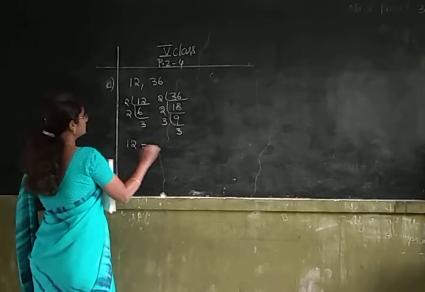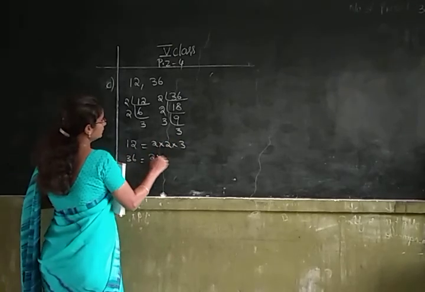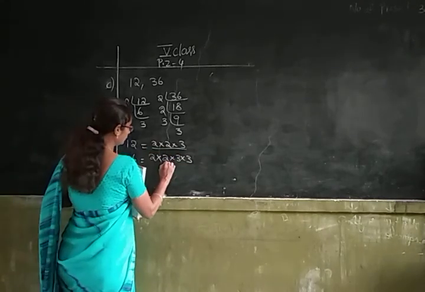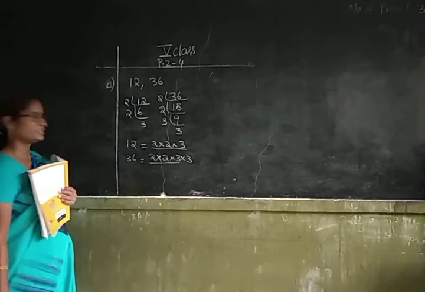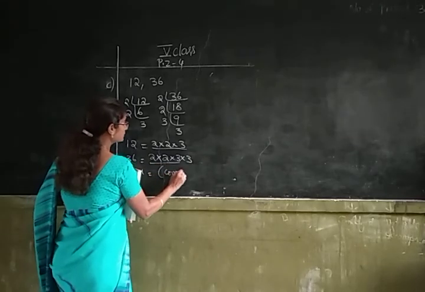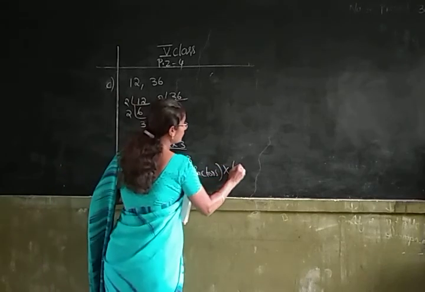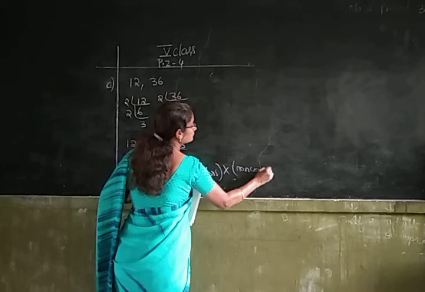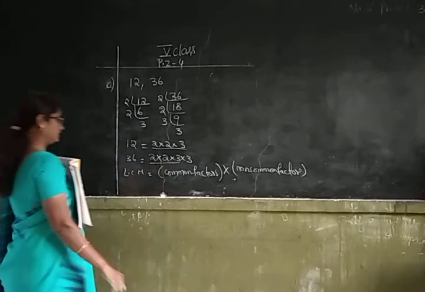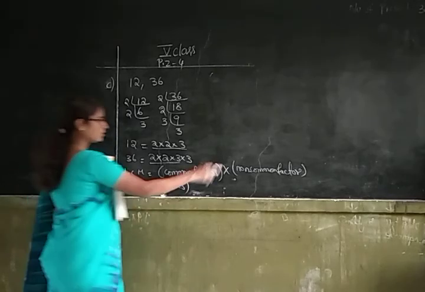So factors of 12 is equal to 2 into 2 into 3. Factors of 36 is equal to 2 into 2 into 3 into 3. So here the common factors are 2 into 2 into 3. For finding out the LCM, we have to multiply the common factors with non-common factors. Here the common factors are 2 into 2 into 3, and the non-common factor is only 3.